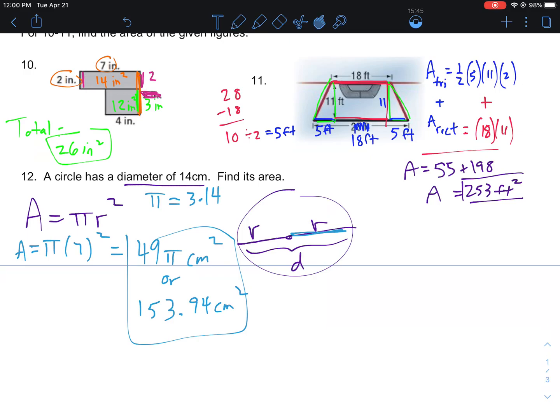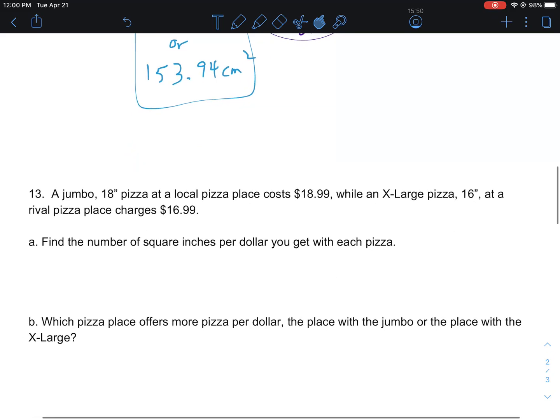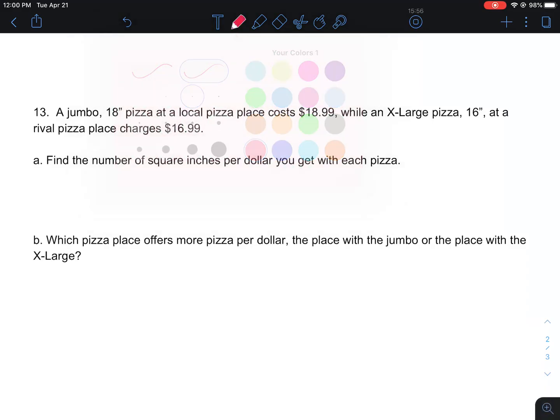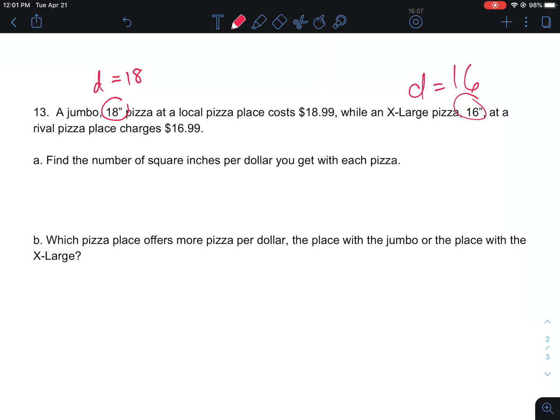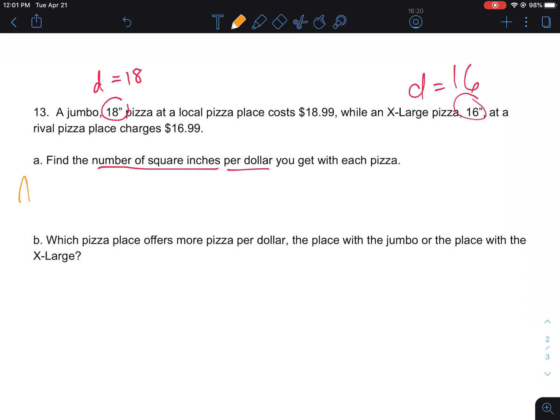All right, now last but not least, we're talking pizza. So our pizza question here, pizza is priced by square footage or area or square inches. So everybody, it says here a jumbo pizza that's 18 inches, that means diameter of 18. All right, so they always talk about the diameter when you see pizza prices. And then it tells you how much they're charging. It says first to find the number of square inches per dollar. So it's not coming right out and saying it, but you basically need to find the area. You are looking to find the area of a circle divided by its price.